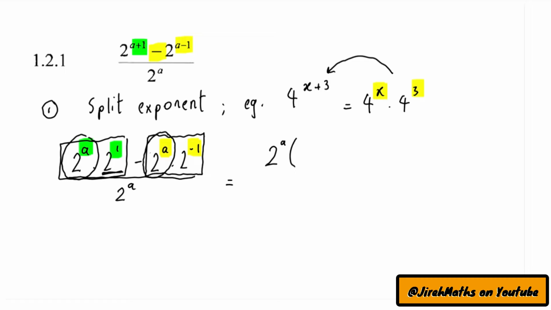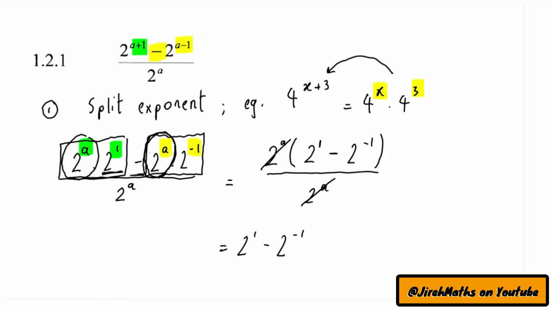It's 2 to the 1. So it would be 2 to the 1. This minus sign stays. Minus. In the second term, if I take out this 2 to the a, what is remaining? It's 2 to the minus 1 all over 2 to the a. The 2 to the a cancels and I'm left with 2 to the 1 minus 2 to the minus 1.